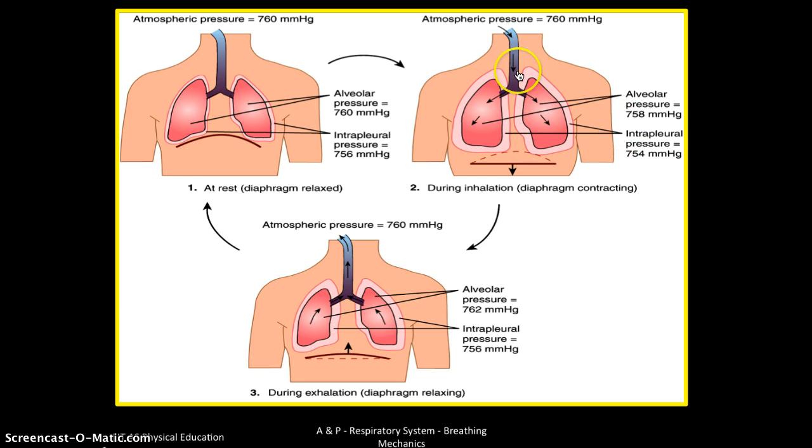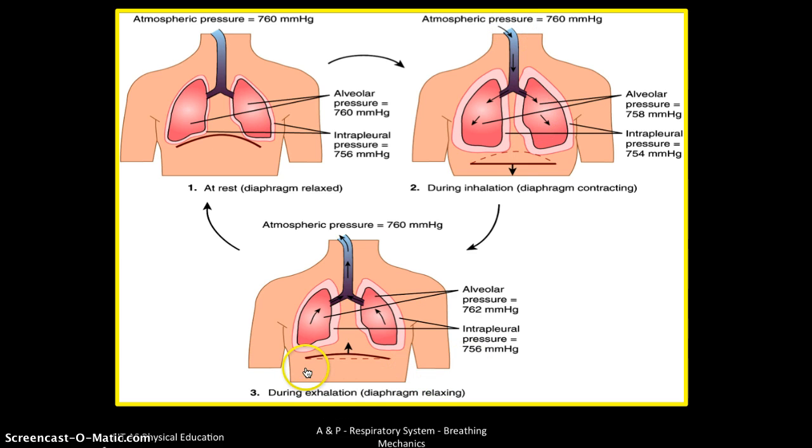And look what it's done. So now we've increased the volume inside the lungs. The alveolar pressure has dropped by 2 millimetres of mercury. So now we've got a higher pressure outside and a lower pressure inside. And you can see that air would move inwards until there's a balance, until it's equal. So this is inspiration, a high to a low pressure.